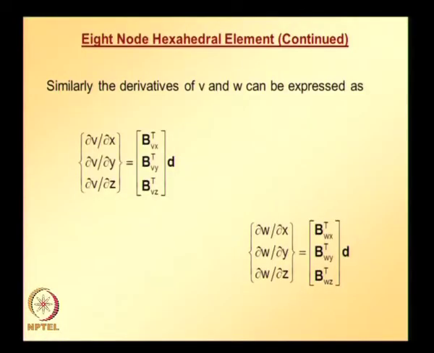So, we have now obtained all the quantities that are required for calculation of strains. Strains require derivatives of displacement components with respect to x, y, z. So, using the definition of strain vector, the strains can now be expressed in terms of nodal displacements by choosing appropriate rows from the above matrices.